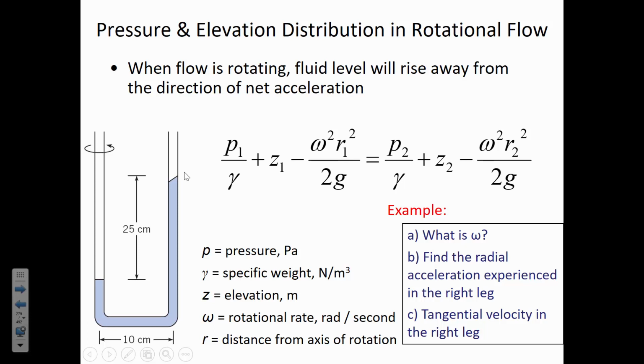Okay, so looking at the equation, what do we know so far? We know P1, that whole term's going to cancel out. Z1 cancels out. What about R1? The radius, what we're measuring is the distance from the axis of rotation. And so here's our axis of rotation about the left leg. The R1 will be 0 because it's right on the axis of rotation. So R1 is 0. R2 is 0.10 meters.